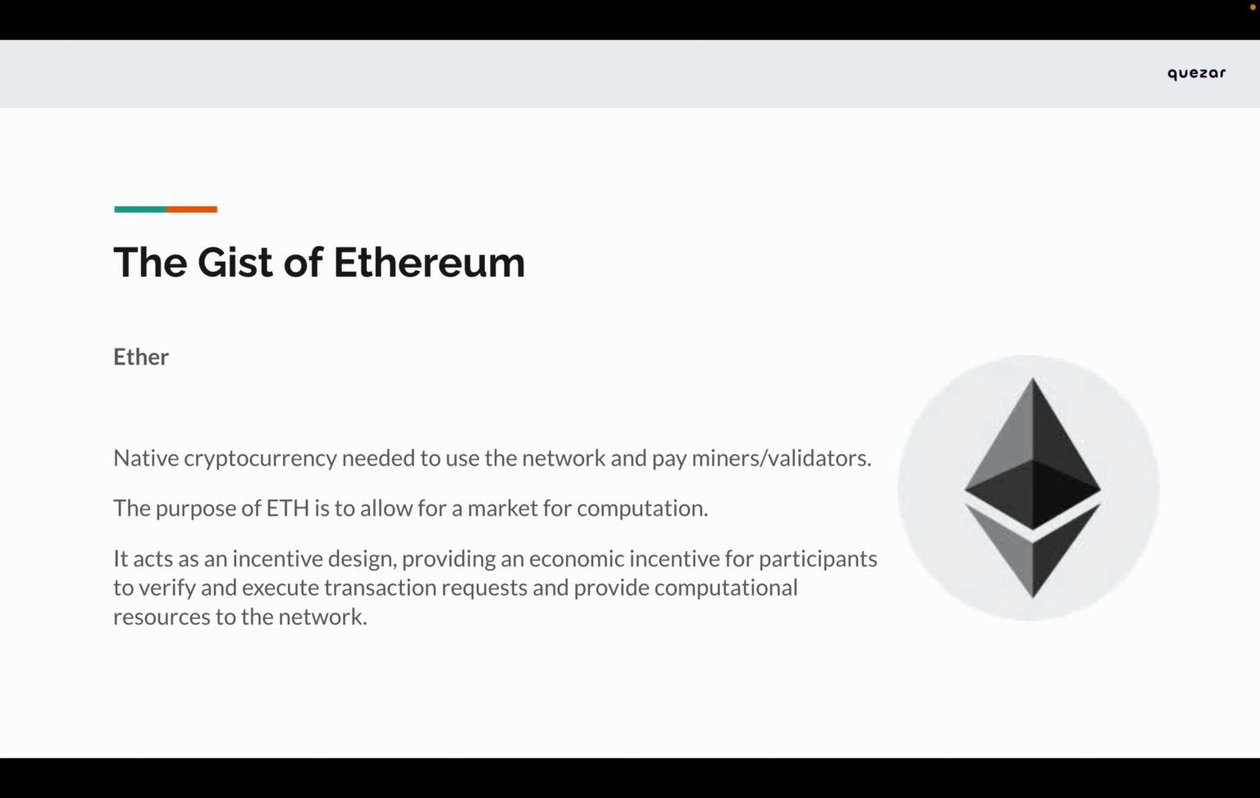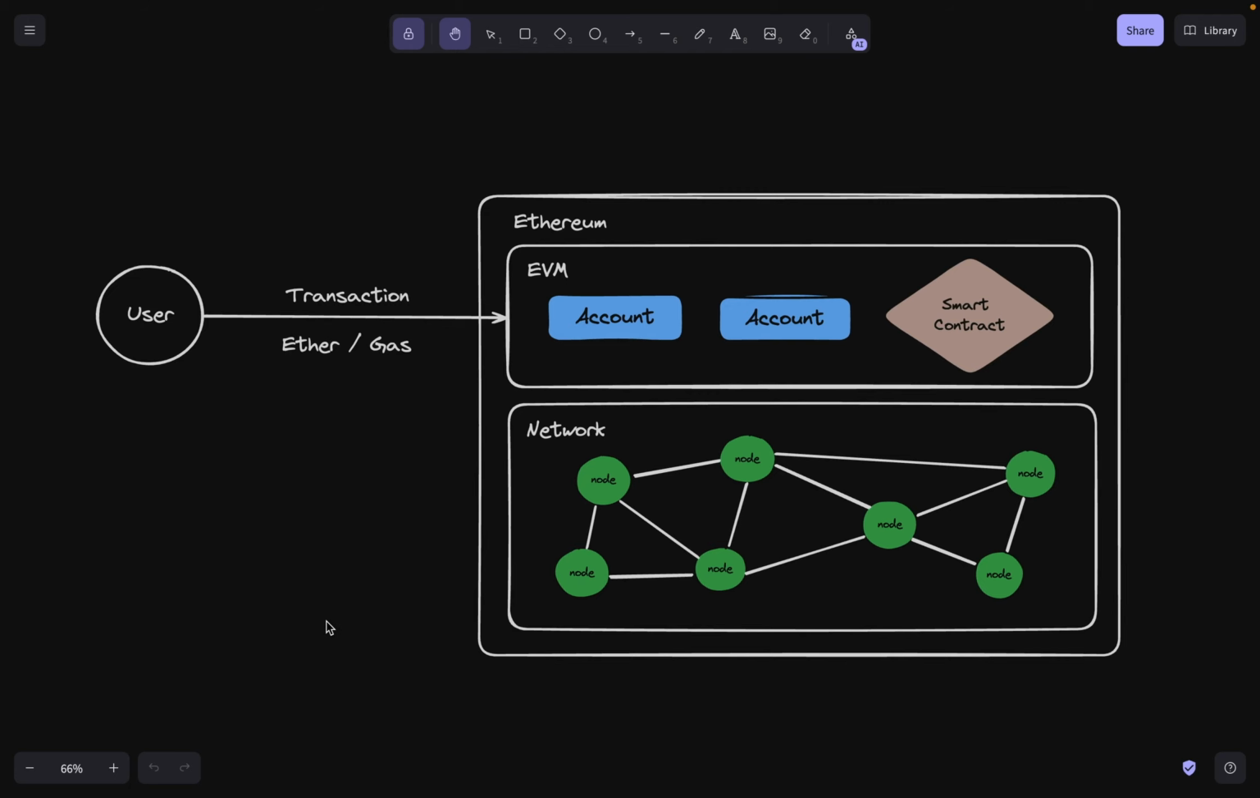Okay, so now we'll discuss the components of Ethereum one by one. The first one is Ether. Ether is a native cryptocurrency needed to use the network and pay the miners and validators, that is, the nodes of the network. The purpose behind Ether is to allow for a market for computation. So, I have created a very simple diagram which showcases the Ethereum network in a nutshell, and I'll refer to it time and time again to explain the concepts better.